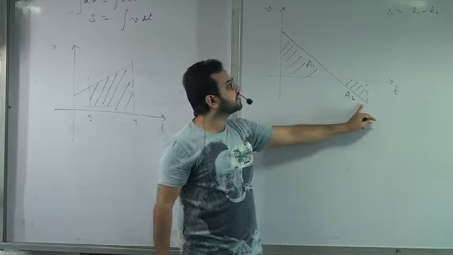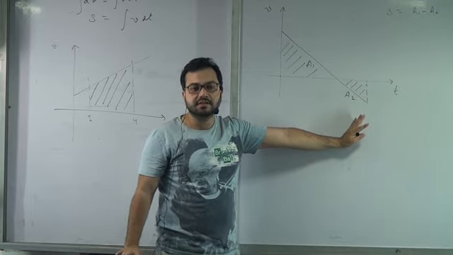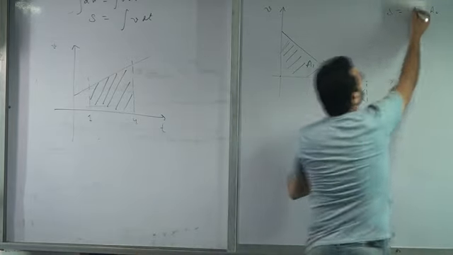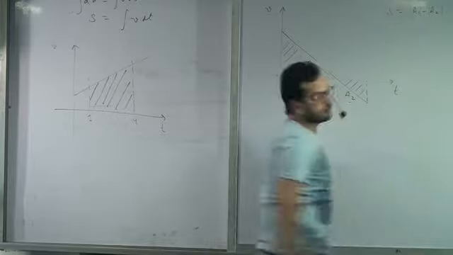A1 and A2 both are positive. Taking A1 and A2 both as positive, the displacement will be mod of A1 minus mod of A2. Is that clear?